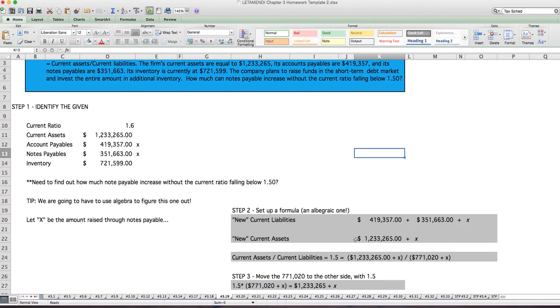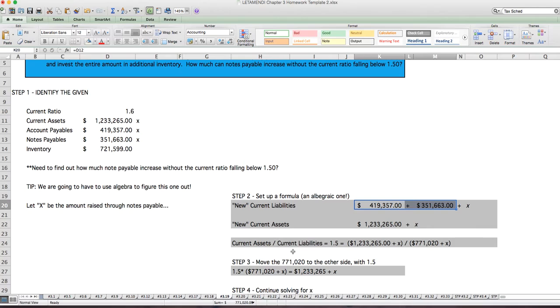The new current assets is going to be $1.2 million, which is given here, plus X. And remember, this X is the amount that's raised through notes payable. The current assets over current liabilities equals 1.5, and that's the level that we want to keep it at. So 1.5 equals the 1.2 million plus X over 771,000 plus X. Why 771? Because we added 419K plus 351K.